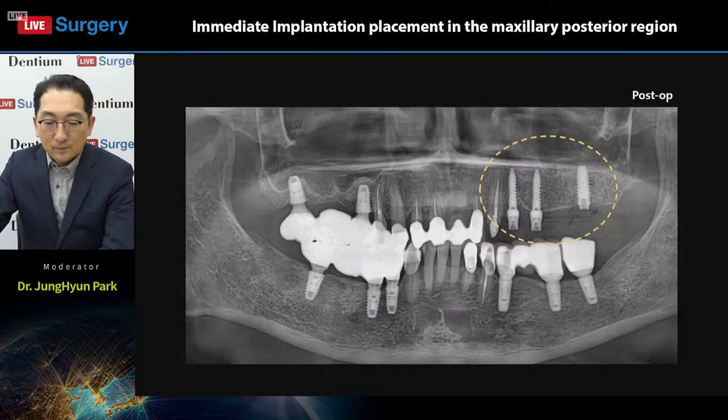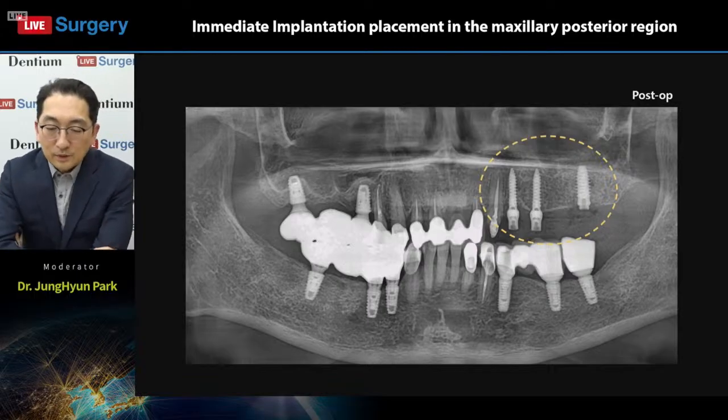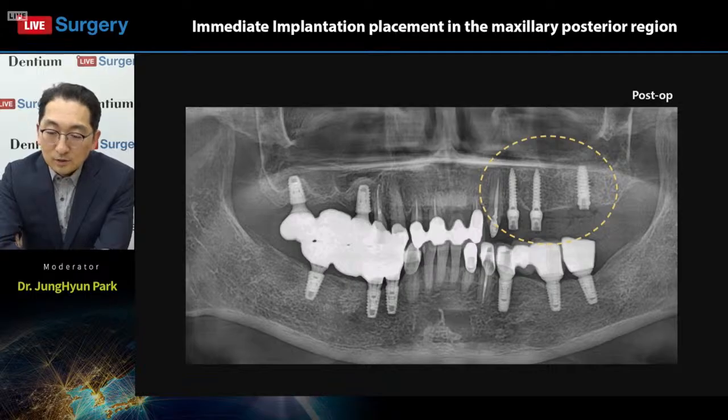Okay, the surgery was completed. You can see that the fixtures have been well placed at the 24, 25, and 27 sites. You can see that scan bodies are attached at 24 and 25 for fabricating a provisional prosthesis because of aesthetic problems.